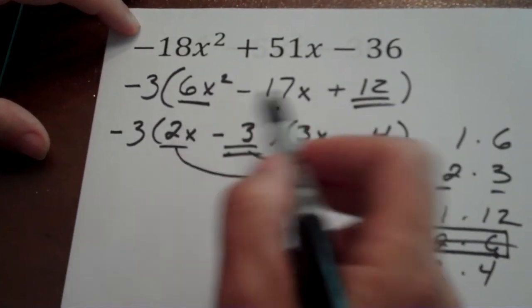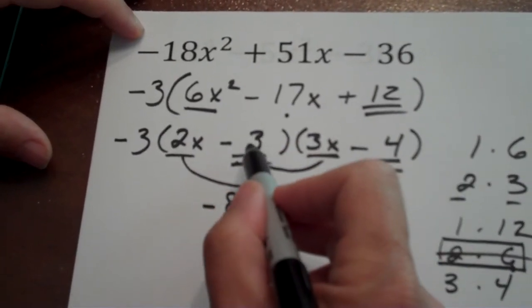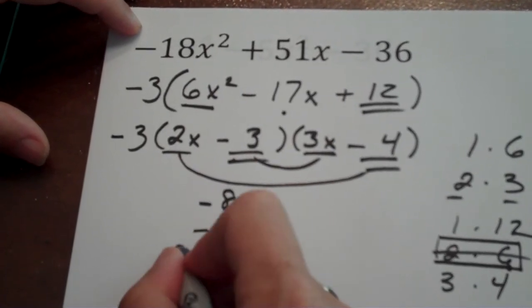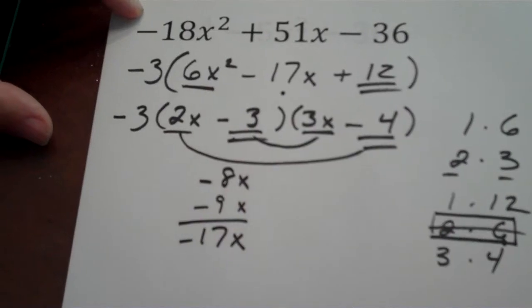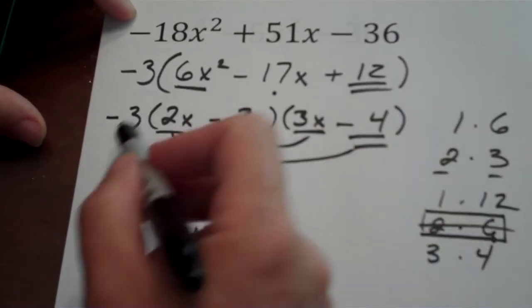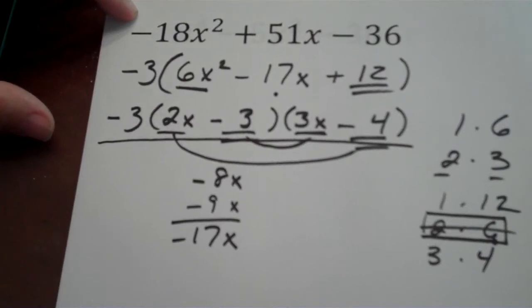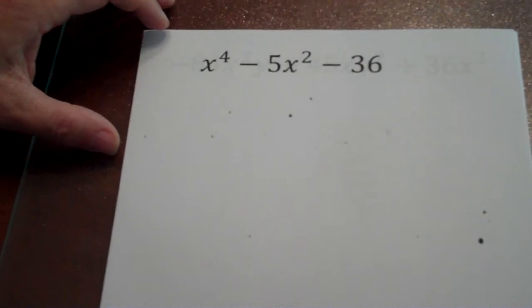Well, the outside, 2x times negative 4, would be negative 8x. My inside is negative 3 times positive 3, which would be negative 9x. And when I combine those together, I do indeed get negative 17x. So there's my final solution. It won't factor down any further than that. Let's go ahead and take a look at our second problem.